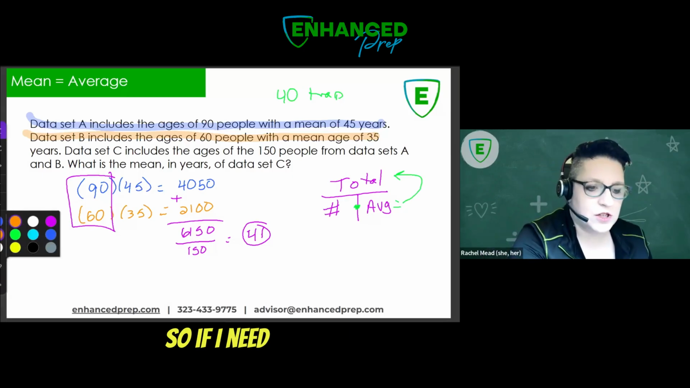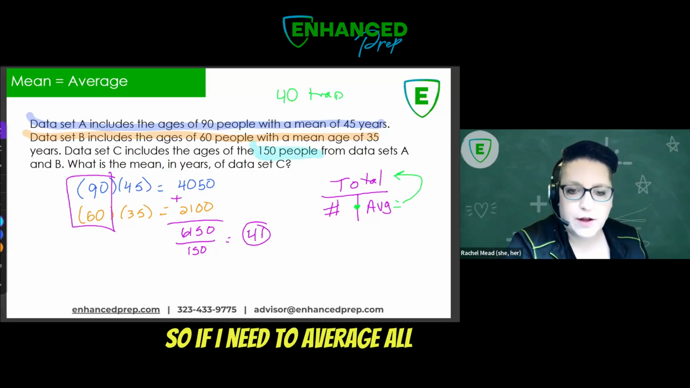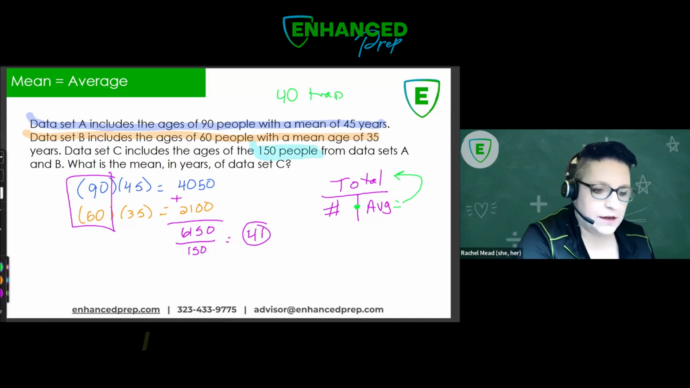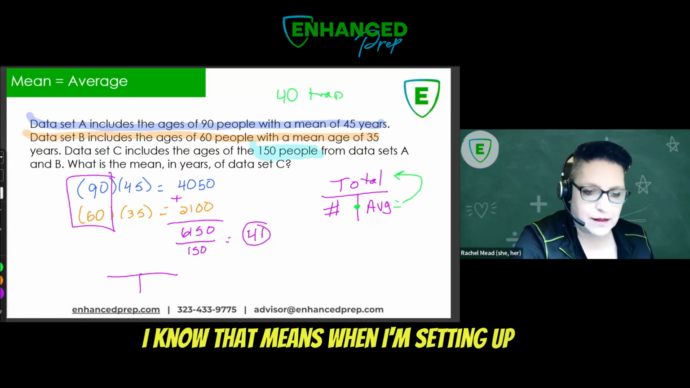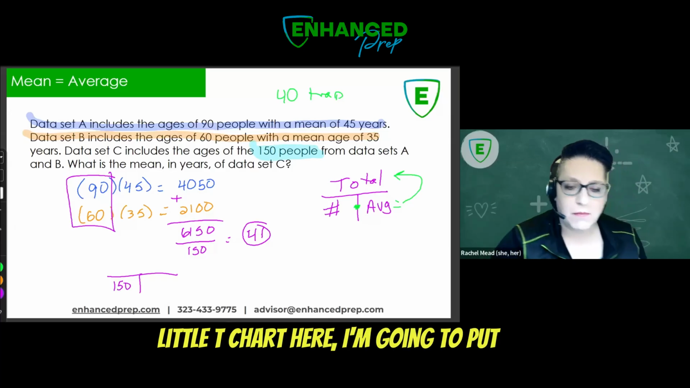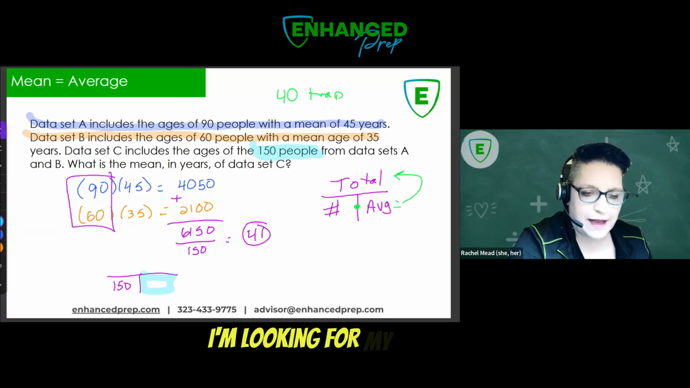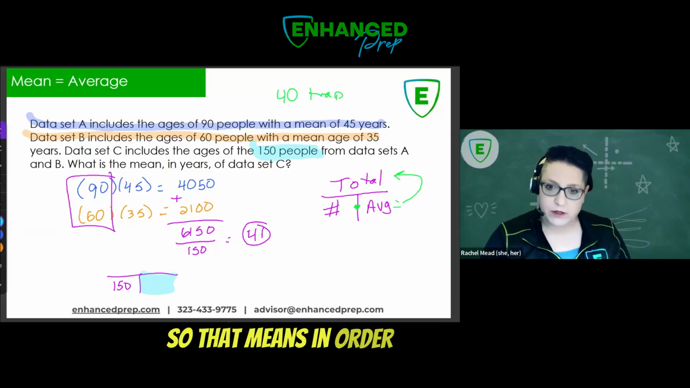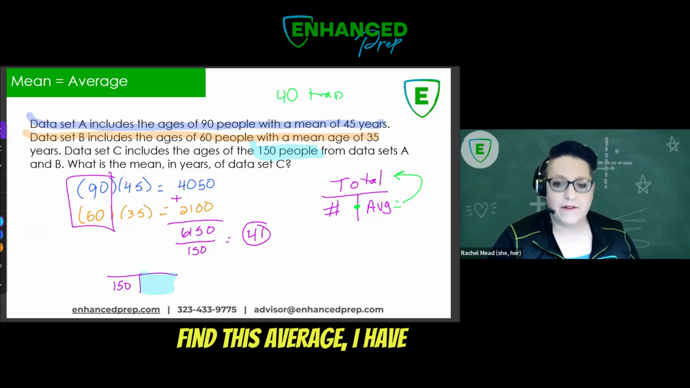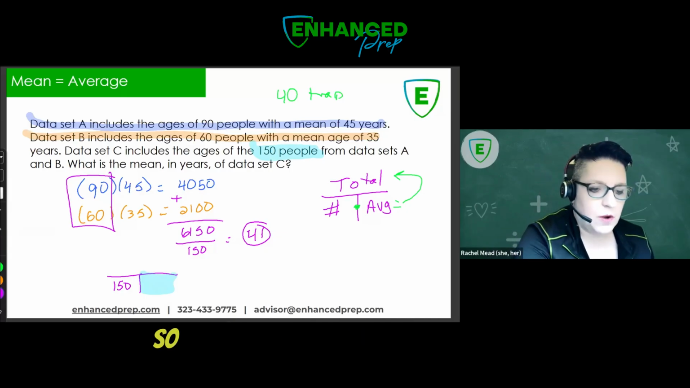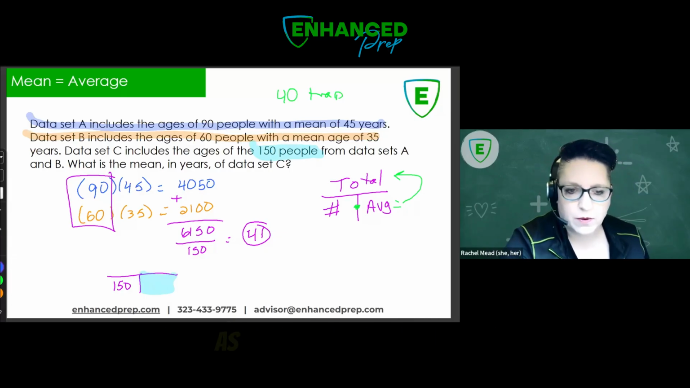So if I need to average all 150 people, I know that means when I'm setting up my little T-chart here, I'm going to put my 150 down here. What am I looking for? I'm looking for my average. So that means in order to be able to find this average, I have to find my grand total.